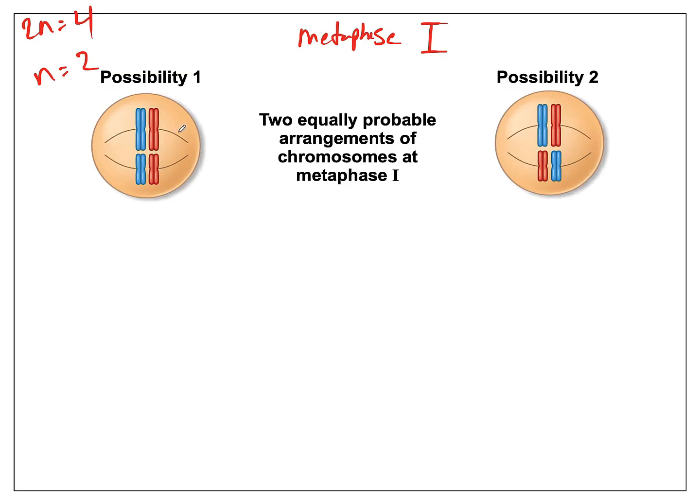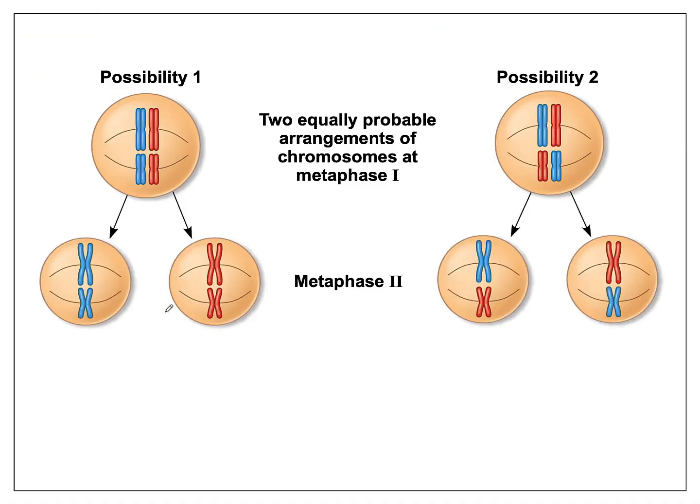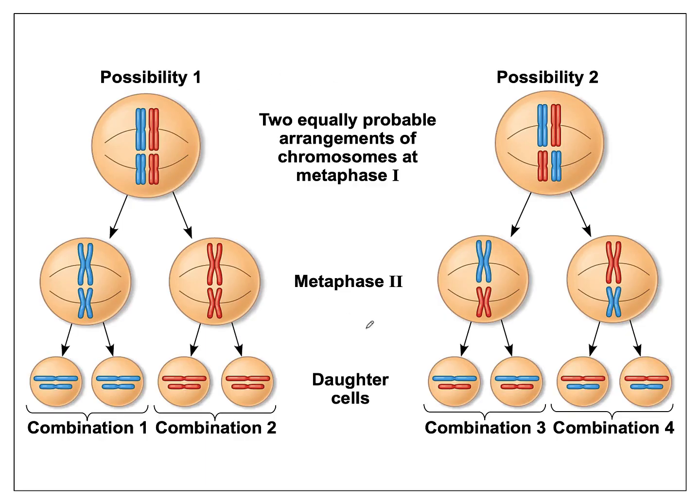So these are going to result in 2 different possibilities. These are 2 equally probable arrangements. So what's going to happen in metaphase 2 is we're going to have one of their daughter cells over here that has both chromosomes from dad, both chromosomes from mom, and this one, each daughter cell is going to have 1 chromosome from each parent. So we end up with daughter cells where we have the haploid chromosomes could be both from dad, both from mom, 1 dad, 1 mom, or the opposite, 1 mom, 1 dad.